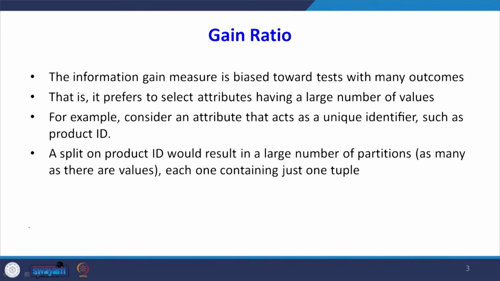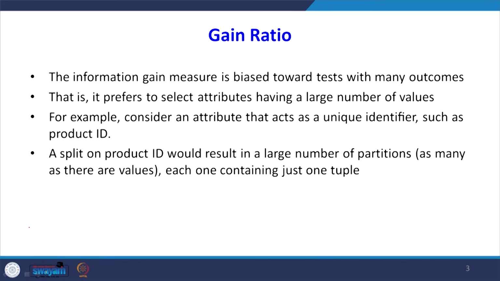First we will look at the gain ratio. The information gain measure is biased towards tests with many outcomes. That is, it prefers to select attributes having a large number of values. For example, consider an attribute that acts as a unique identifier, such as product ID.